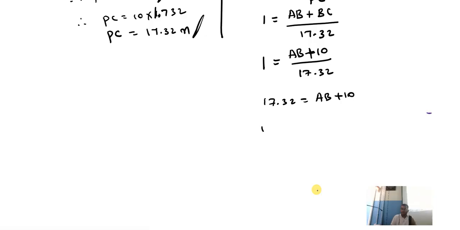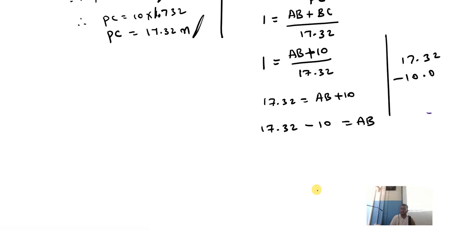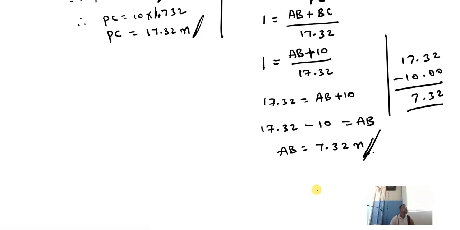Now 17.32, the plus 10 comes to the other side and becomes minus 10, which is equal to AB. Now as you can see, 17.32 minus 10. 10 means 10.00. Okay, so 2, 3, 7. So the value of AB is 7.32 meters.